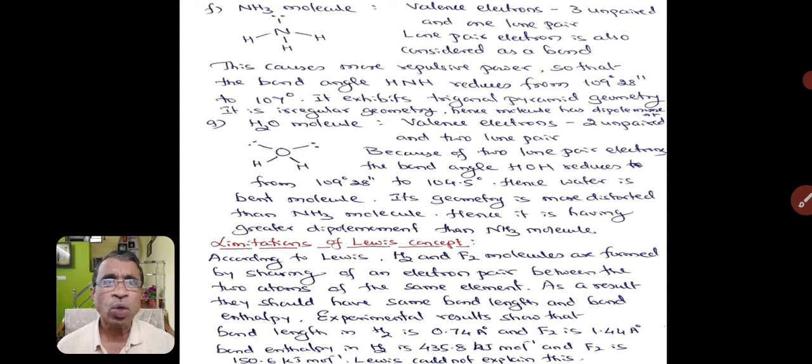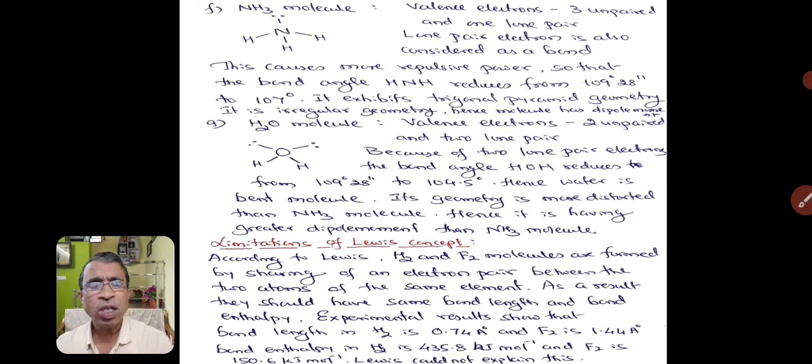Because of the 2 lone pairs of electrons, it exhibits lone pair-lone pair repulsion, lone pair-bond pair repulsion, as well as bond pair-bond pair repulsion. Because of this high repulsive nature, the bond angle reduces from 109 degree 28 minutes to 104.5 degree. Hence, water is a bent molecule. Its geometry is more distorted than the ammonia molecule. Hence, it has a greater dipole moment than the ammonia molecule.